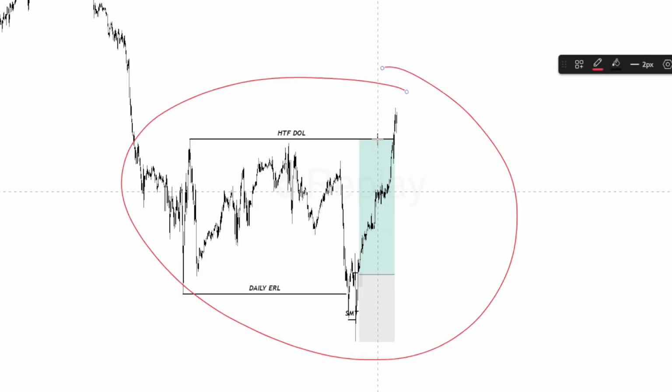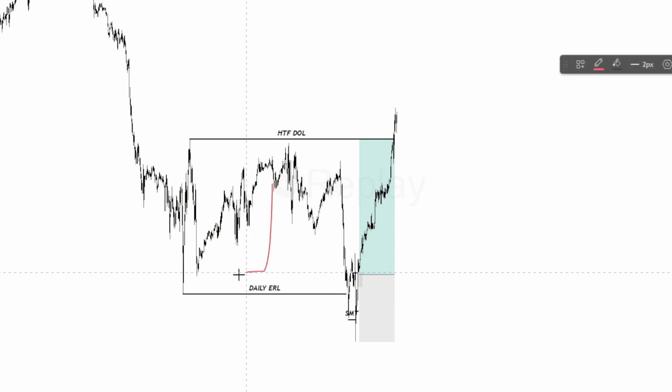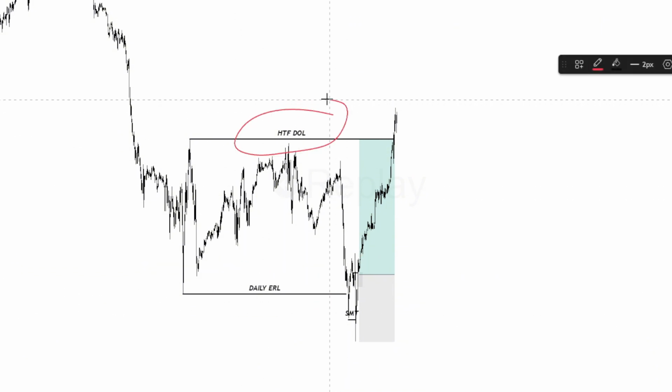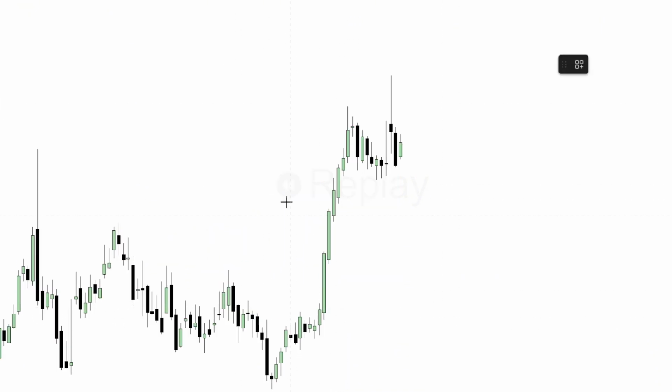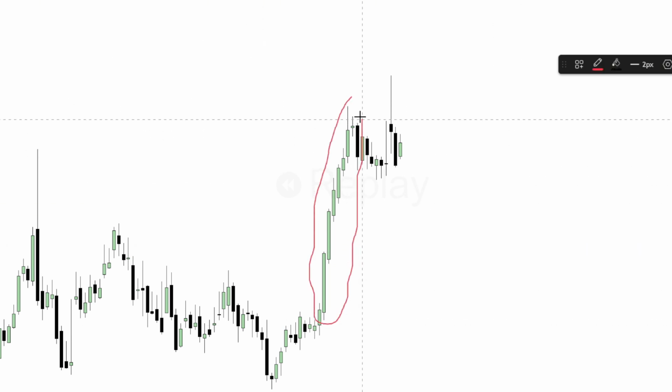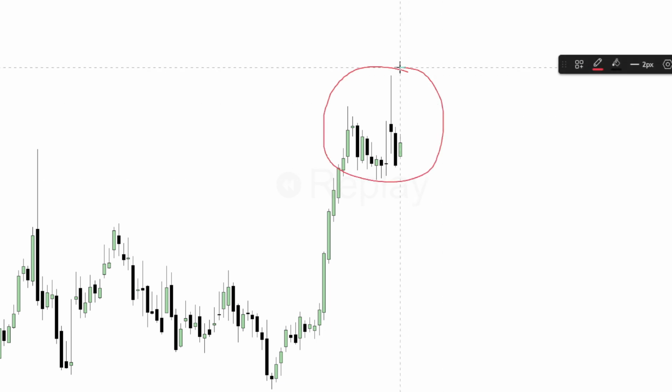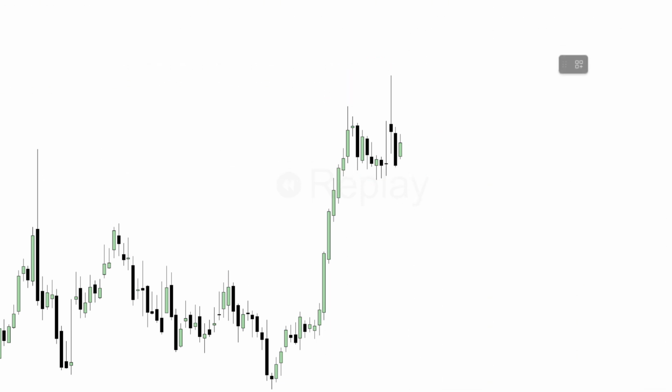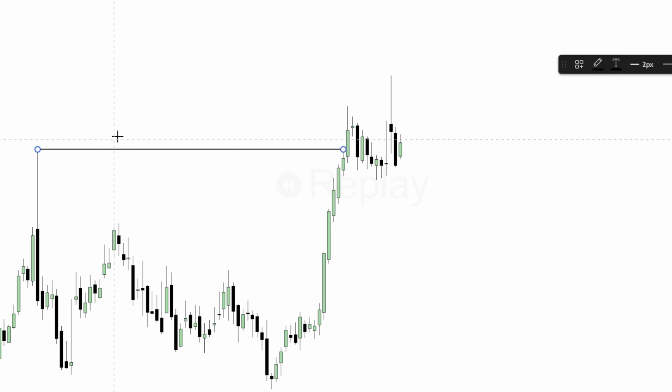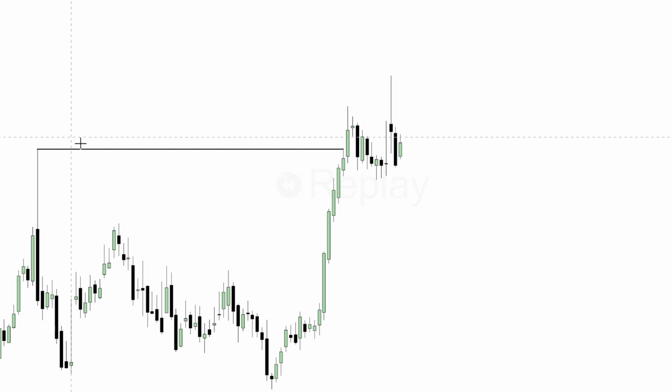As you can clearly see, we have that reversal off that daily ERL, and we tap into this higher time frame drawn liquidity. So we can take a look at another example right here. As you can clearly see, we have this nice expansion leg, and then we have this consolidation. Now, for me, I would not anticipate a reversal, even though we have a higher time frame drawn liquidity met. This is a monthly ERL.